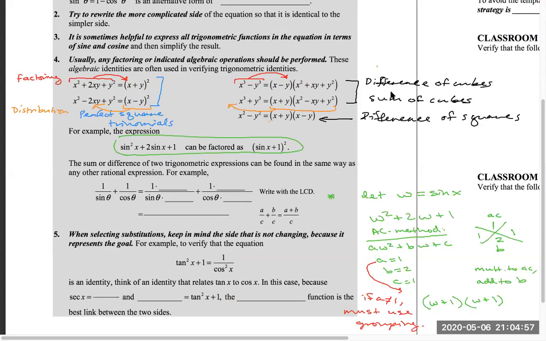Okay, so now go ahead and replace wherever you saw w. Oh, and one more thing. This is actually w plus 1 squared. And remember, w is equal to sine x.